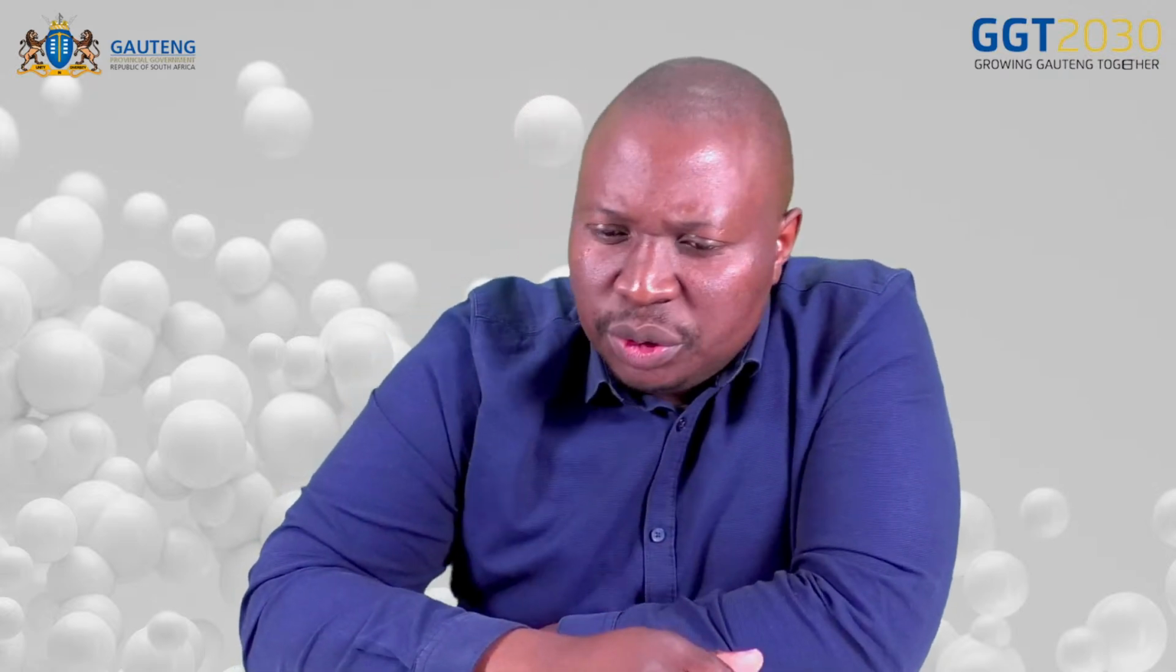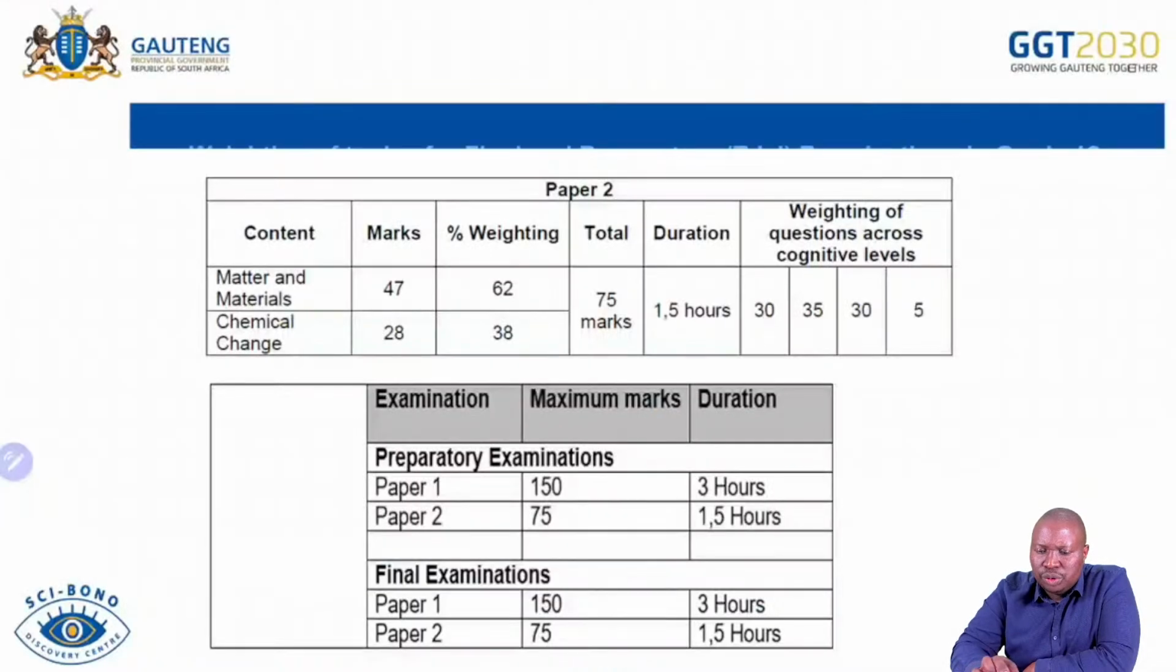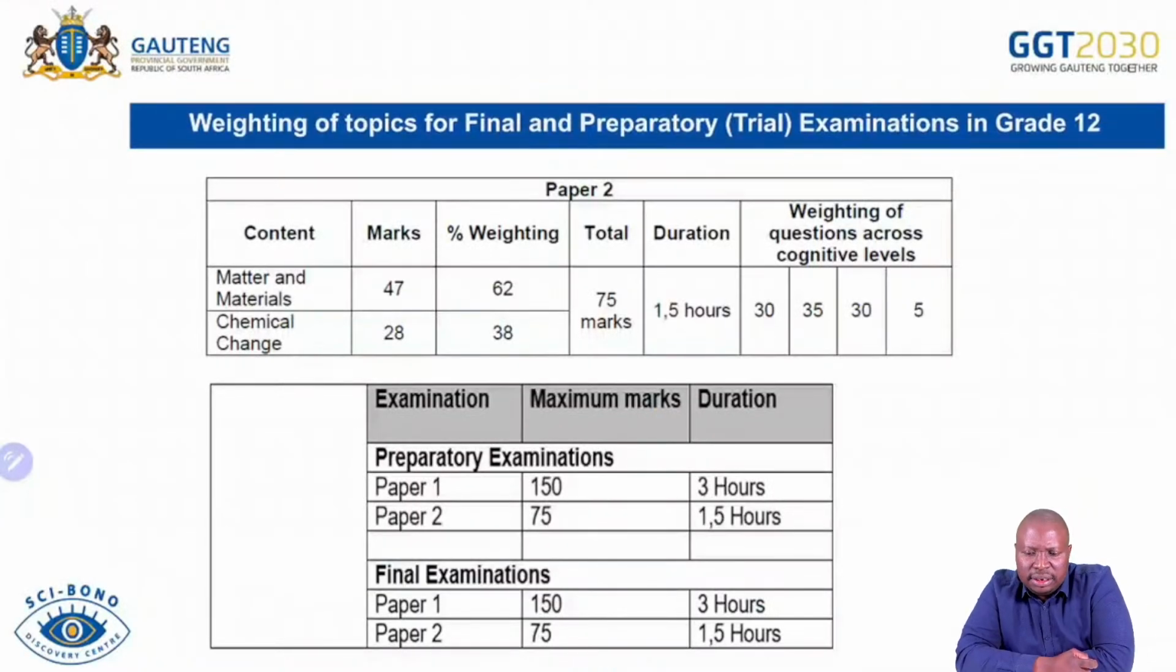As indicated, we are doing technical science paper 2. Organic chemistry will be our focus because paper 2 is the paper that I think you must spend more time on, because the majority of learners are not doing well when it comes to paper 2. So I will encourage you to go with me and ensure that you do well in paper 2. There are a lot of marks and it's not a difficult topic.